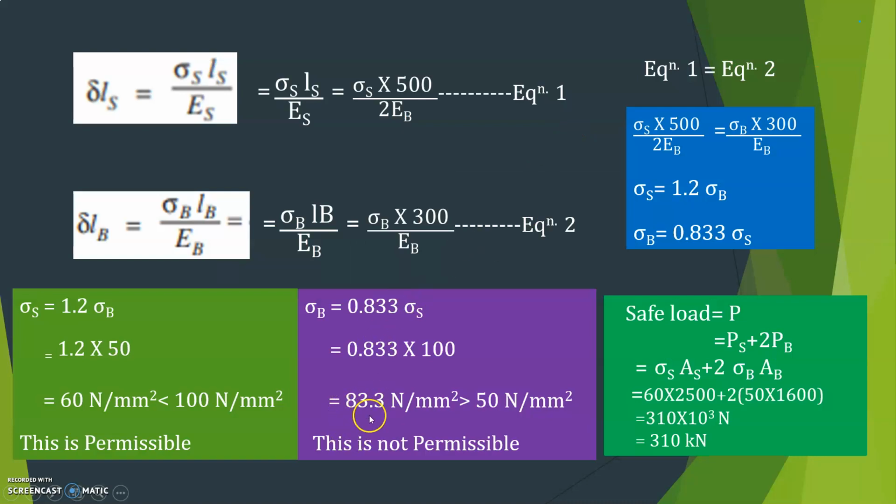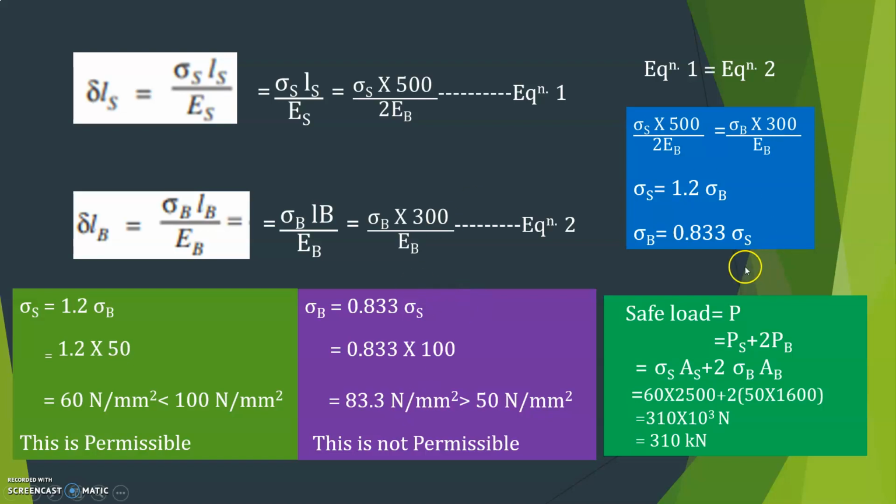Now you got 83.3 Newton per mm square, but it is greater than 50 Newton per mm square. So it is exceeding the 50 Newton per millimeter square, so this is not permissible. It should be less than 50 Newton per mm square. It is greater now, so this is not permissible. So what you have to consider? Stress in the bronze rod is equal to 50 only. It is not 83.3. Whatever the value which is lesser, that you have to consider.